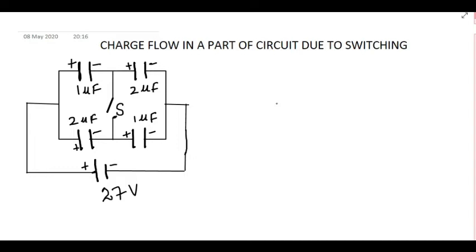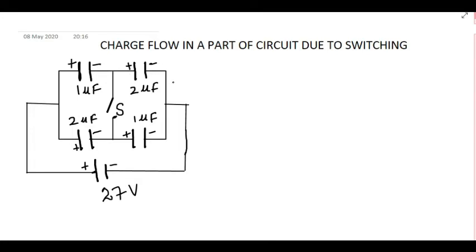So as you can see, I have four capacitors: 1 microfarad, 2 microfarad, and in the lower branch 2 microfarad and 1 microfarad. In between these two branches we have switch S, and all the capacitors are connected with a battery of 27 volt. Our motto is to find out, when we close this switch, what is the amount of charge that will flow through this switch.